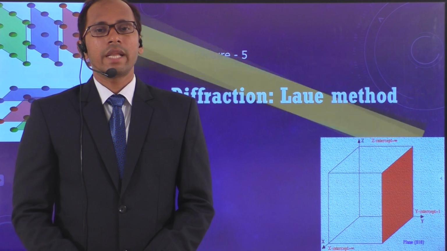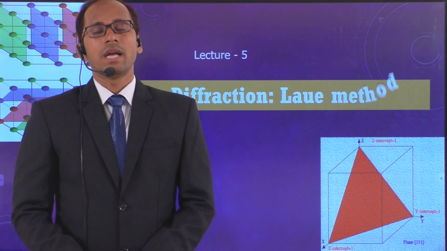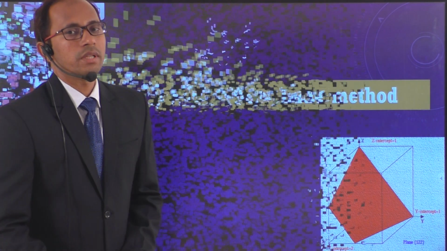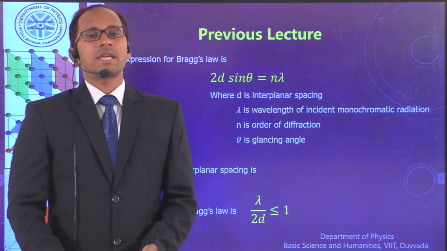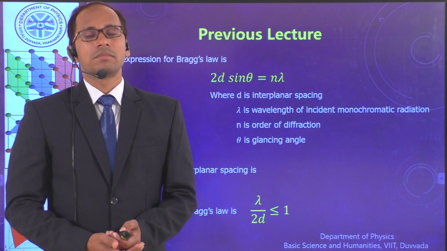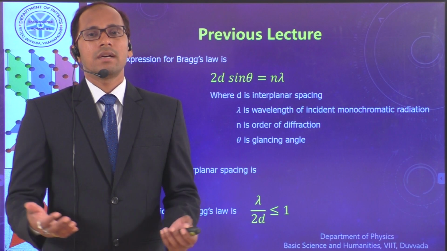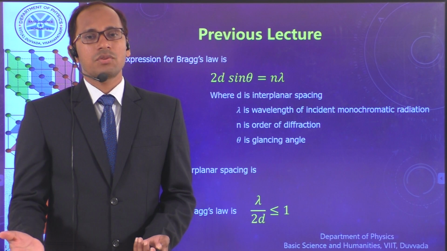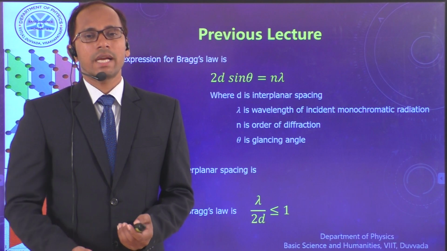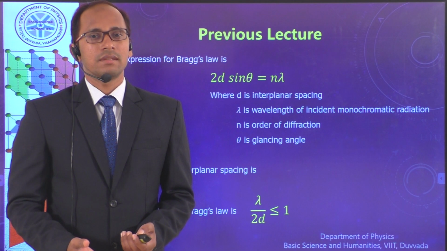Okay. Let us discuss Laue's method. Before that, let us see what we discussed in previous lectures. Previously we discussed Bragg's law, the condition 2d sin theta is equal to n lambda that we arrived at, and also the limiting condition of Bragg's law.